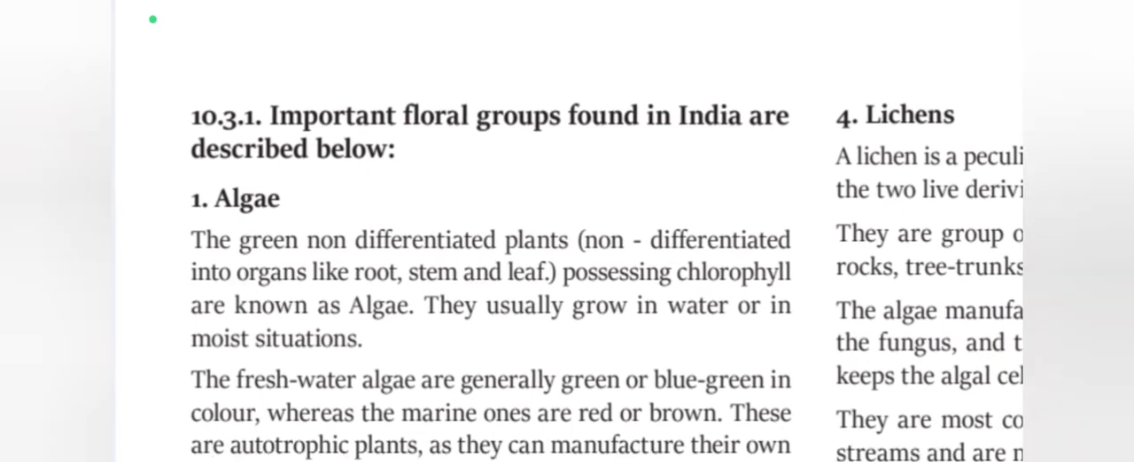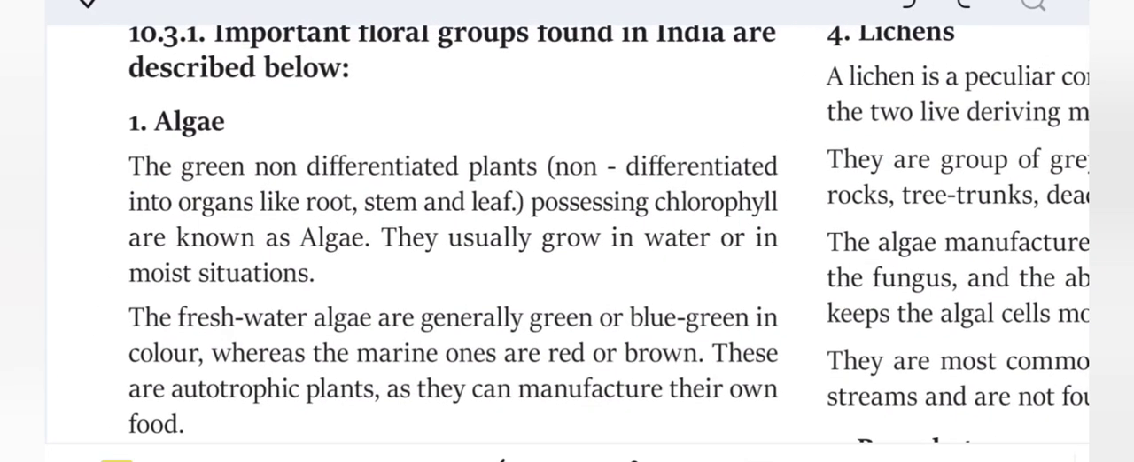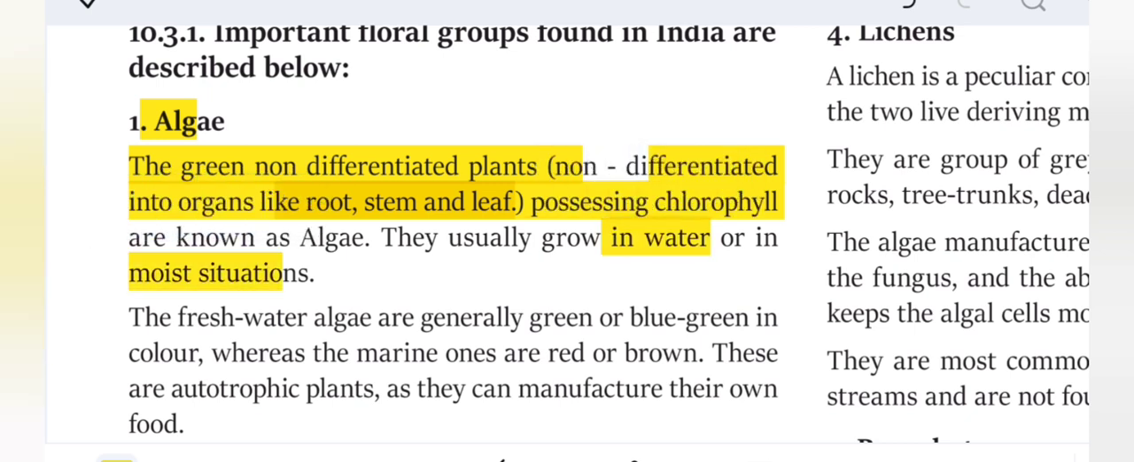Now, you can see the important floral groups found in India are described below. Among floral groups, first comes algae. These are green, non-differentiated plants. The first characteristic is green. The second is non-differentiated into organs like root, stem and leaf. Possessing chlorophyll, they are known as algae. They usually grow in water or in moist situations.